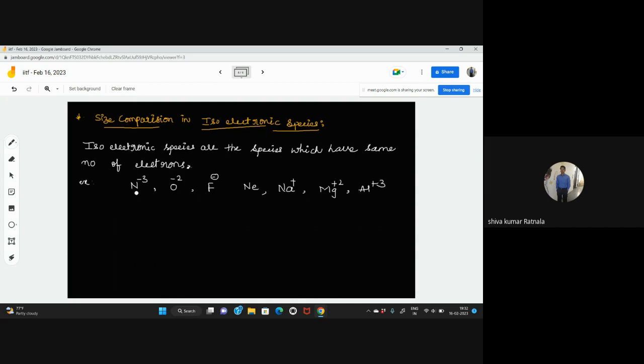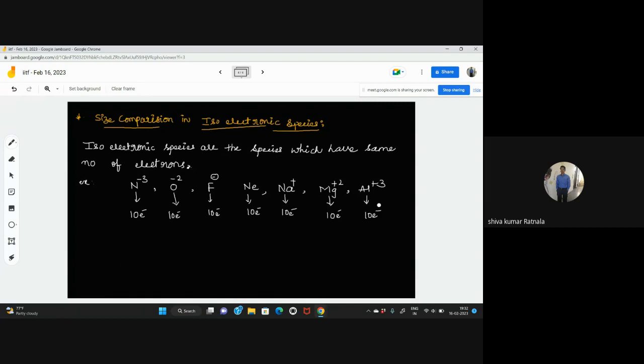If I'm taking N minus 3, how many electrons are there? N minus 3 means what? Nitrogen has 7 electrons and is gaining 3 electrons, so 10. O minus 2 means what? Oxygen has an initial 8 electrons, by gaining 2 electrons it will become 10 electrons. F minus, how many electrons will be there? 10. And neon, 10. Sodium means what? Generally 11 electrons are there. Plus means 1 electron lost, so it will also have 10. Magnesium is 12 minus 2. Everybody knows, no? How I am writing 10 electrons?